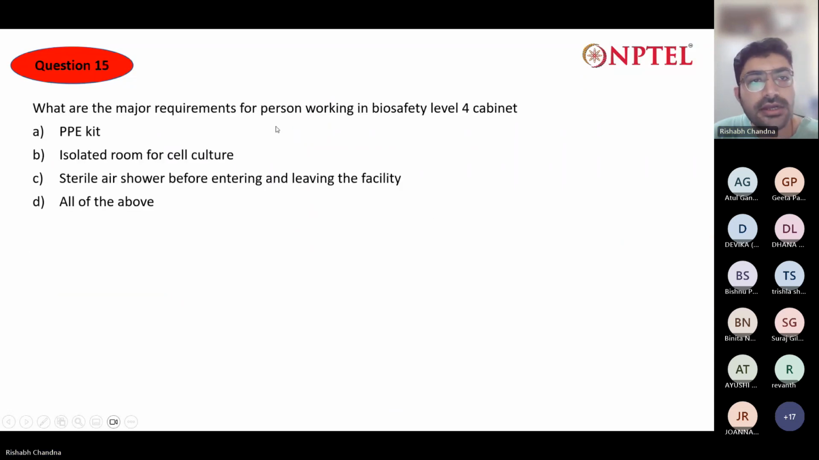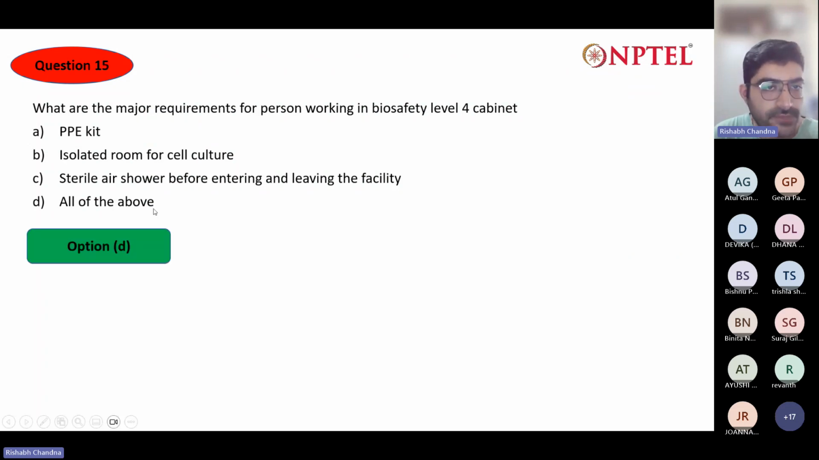The major requirements for a person working in a BSL-4 cabinet are as follows. We have to select what the requirements are. Is it a PPE kit, or an isolated room for cell culture? Is it a sterile air shower before entering or leaving the facility, or are all of these needed? Can anybody tell? Option D. Okay. All the above. Yes, everything is needed in a BSL-4 facility.